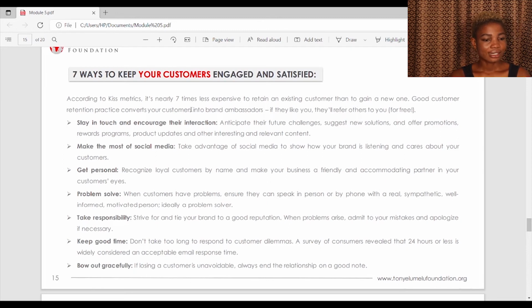So let's go ahead. Stay in touch and encourage their interaction. Anticipate their future challenges, suggest new solutions, and offer promotions, rewards programs, product updates, or other interesting and relevant content, right? So always stay in touch. From time to time, you might want to reach out and find out how they are doing, how the product they use is doing, or generally how their family is doing. But you don't need to overdo it.